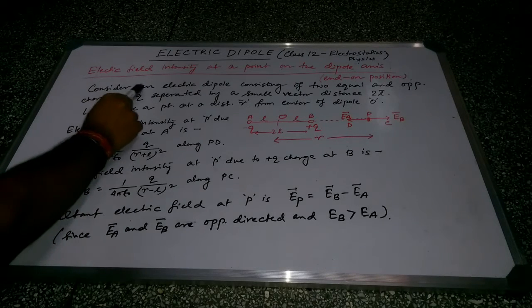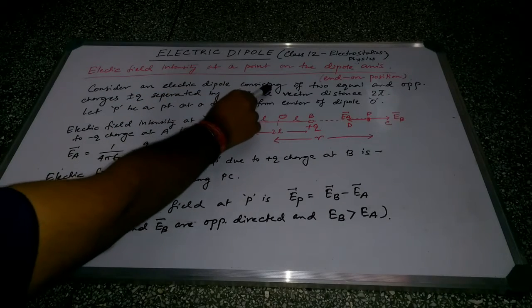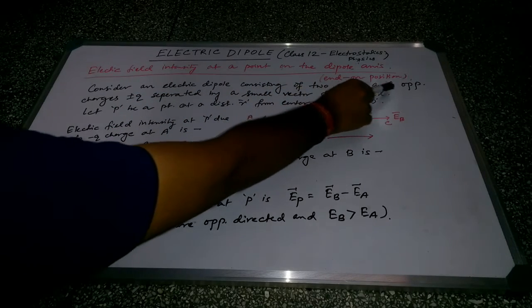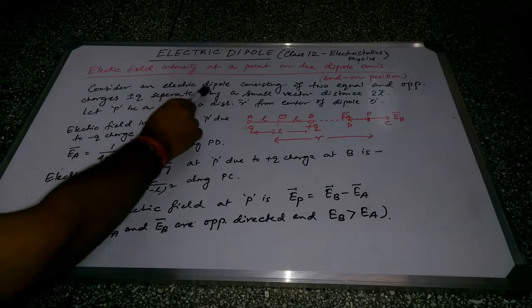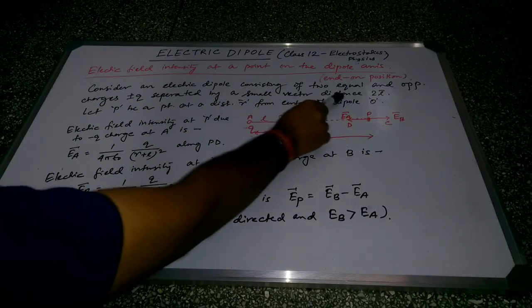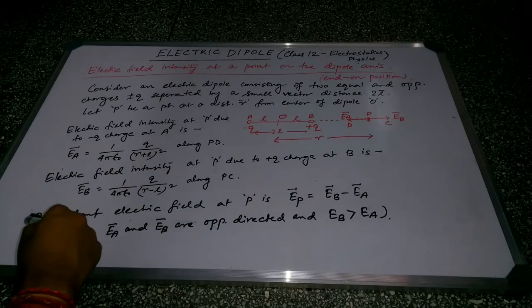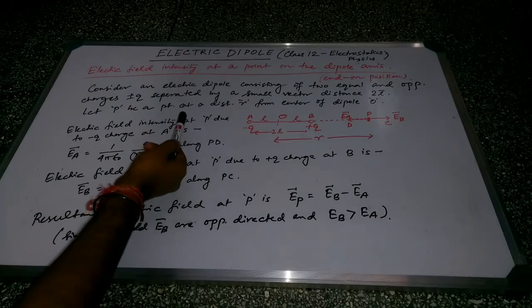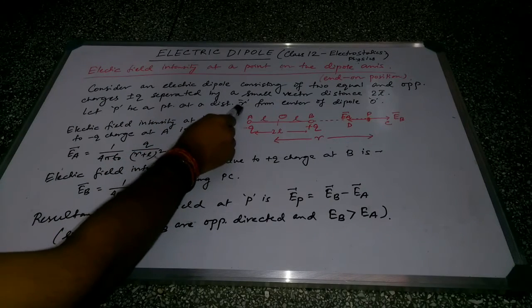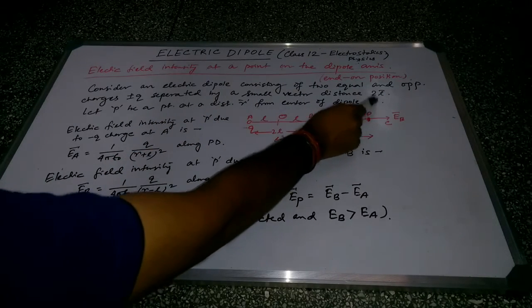So consider an electric dipole consisting of two equal and opposite charges plus minus q separated by a small vector distance 2L vector. Let P be a point where we want to find the electric field at a distance r from the center of dipole O.